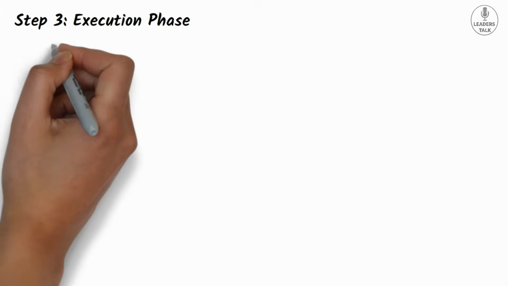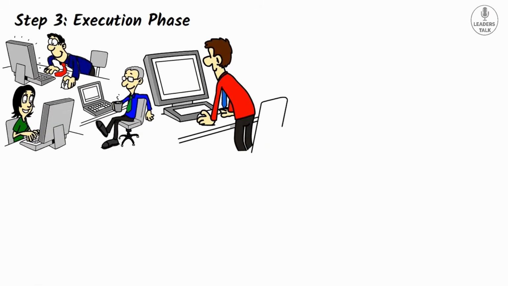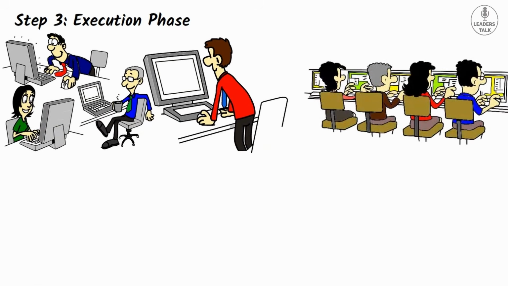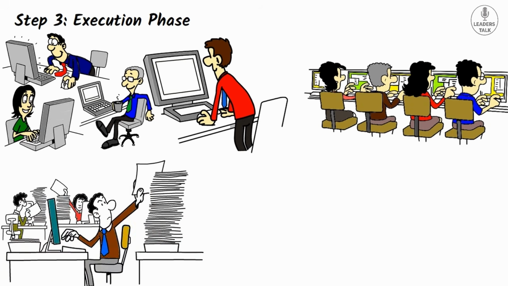Step 3. Execution phase. With the project plan in place, it's time for the execution phase. This is where the actual work of the project takes place. Resources are allocated and team members carry out their assigned tasks. The project manager plays a critical role in ensuring that everything is progressing as planned.